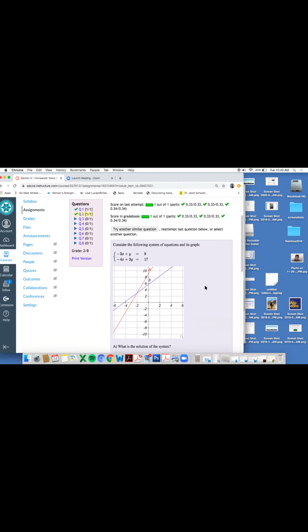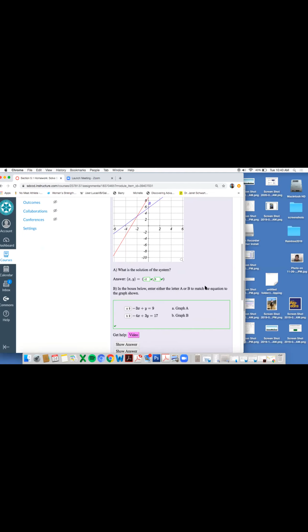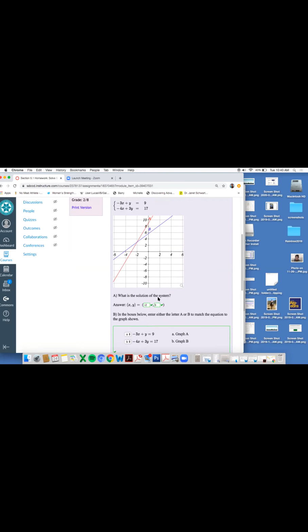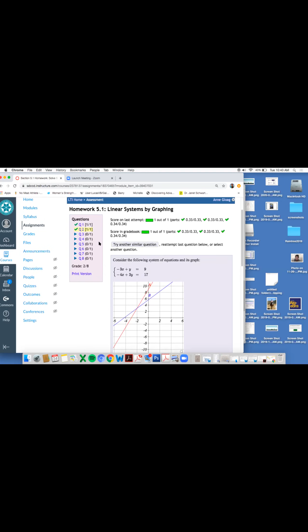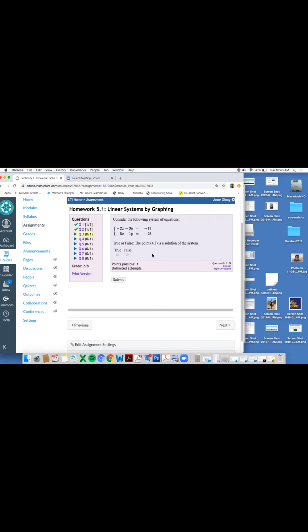Any questions for this one? Okay, so notice you enter. There's a video if you want help. There's also a try-a-similar-question option if you got it but you don't feel confident, if you want to do an extra problem. Cool. Let's see if there are other types of problems here.